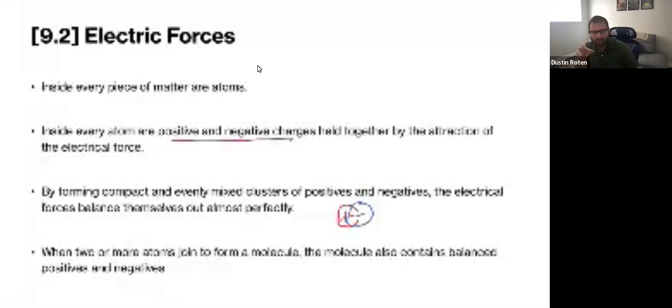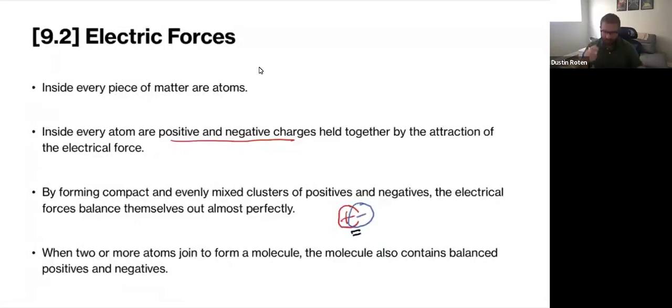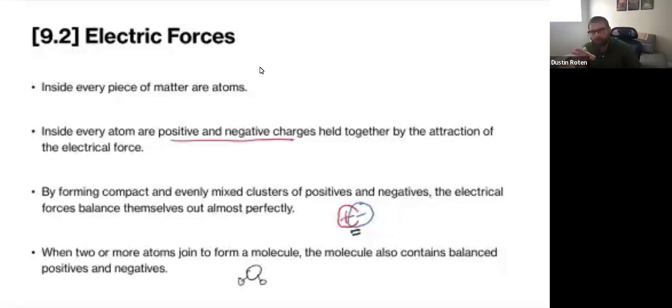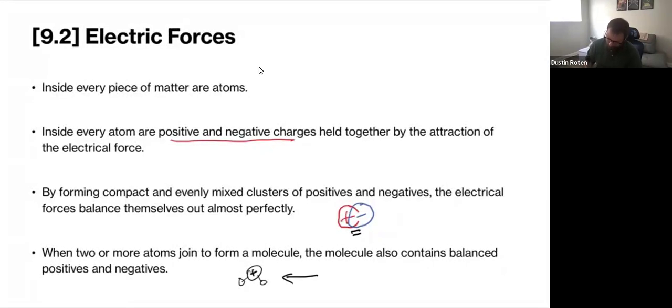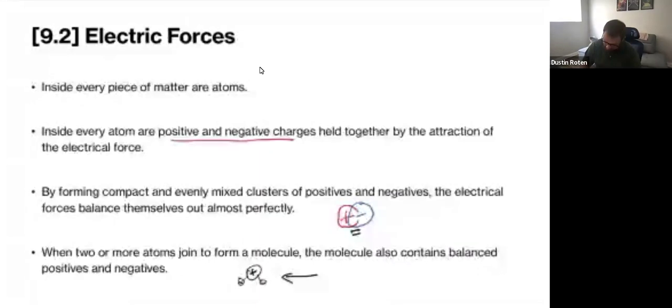When two or more atoms do join together to form a molecule, so you can think of a water molecule, an H2O molecule, so two hydrogens, one oxygen, generally the molecule also contains balanced positives and negatives. Something that we'll talk about later is that those balanced positives and negatives could be in slightly different places. You can think about the positive up here, negative down here. I can't remember which way is which, but nonetheless, a water molecule is actually a polar molecule.